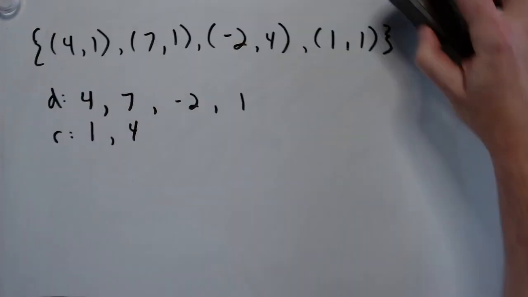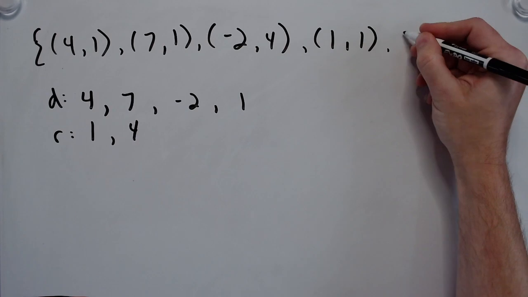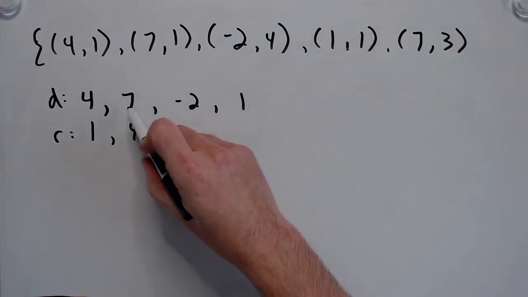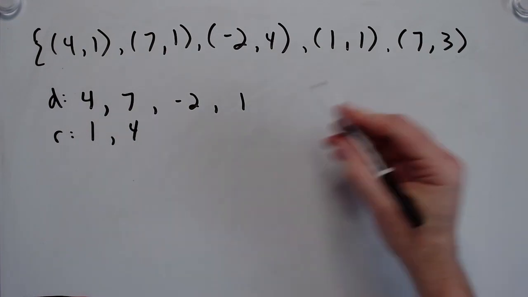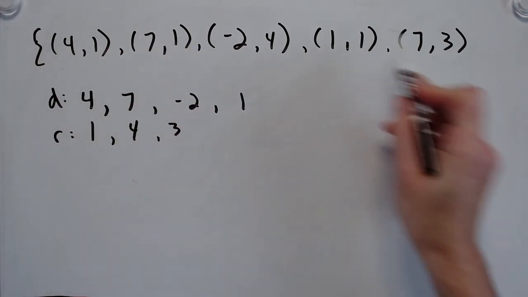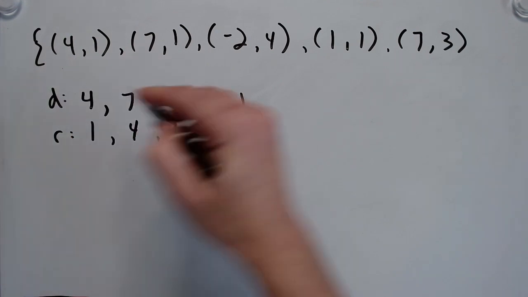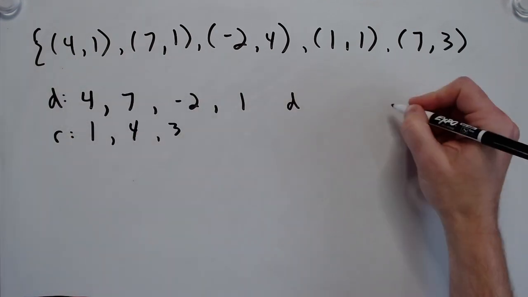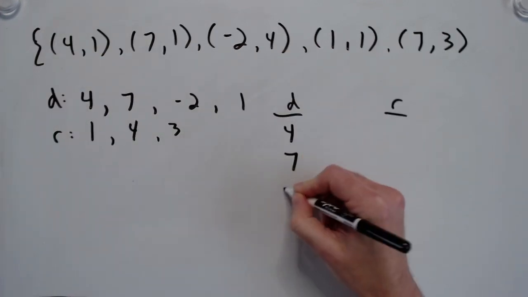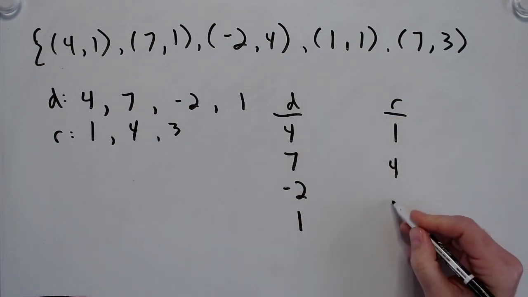Now I'm going to add one more value to this relation. So we've added a 7, which we already have in the domain. We've added another range, so that would be like this. So the question is, is this a function? Is there a unique output for every input? So let's do a little table here. We're going to do D and R like we did before. So the domain is 4, 7, -2, and 1, and the range is 1, 4, and 3.